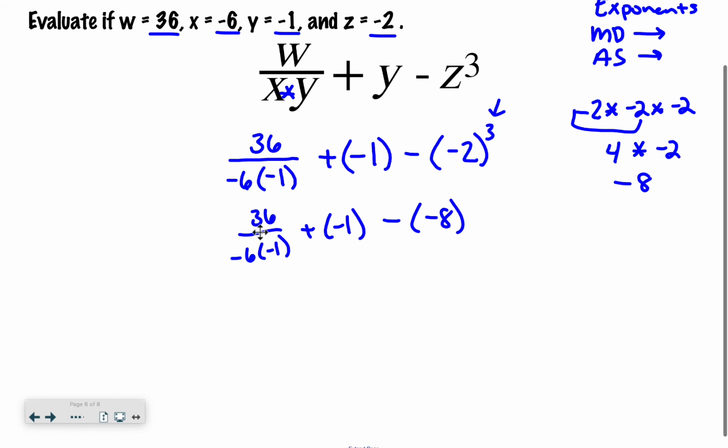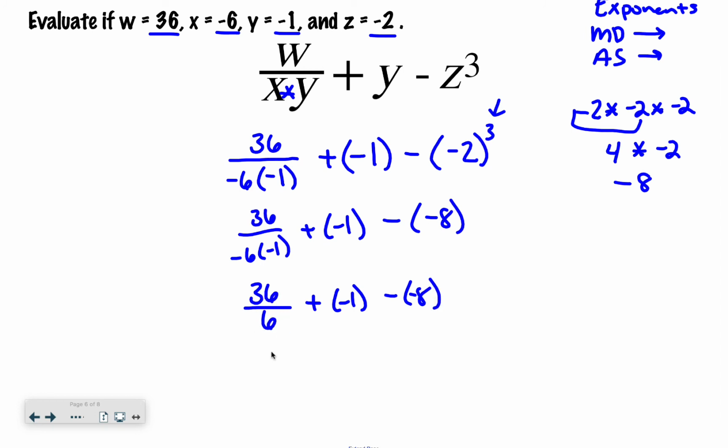So when you have a fraction, that's an example of division, and you want to simplify your top so it's just one number. In this case, it's already one number. It's a 36. At the bottom, you can see I have 2 different numbers. I want to simplify those together, and I do that by multiplying because that's what's written. So I have 36 over negative 6 times negative 1. Negative times negative is positive. 6 times 1 is 6. And then I still have the same things happening over here.